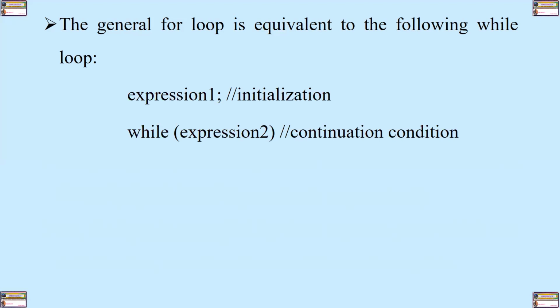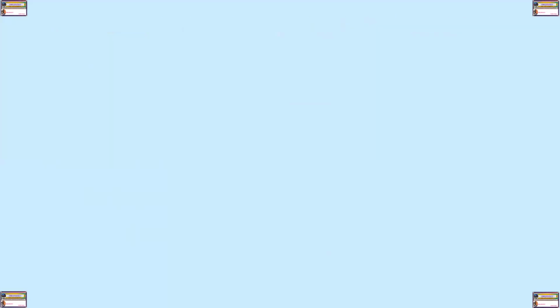It's like the do while. You perform a certain activity first, then you check the condition, and then you execute statements. Then perform expression 3, which is for update, and then you exit the loop.